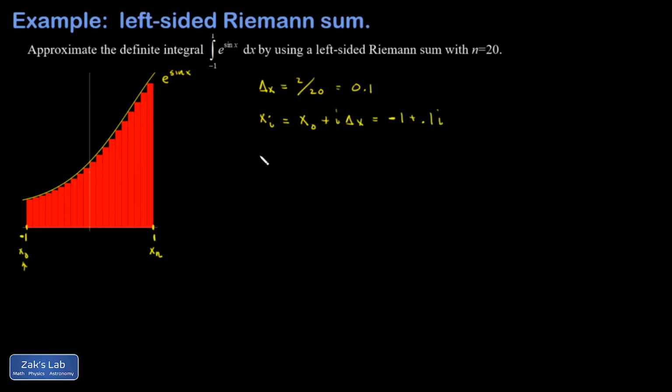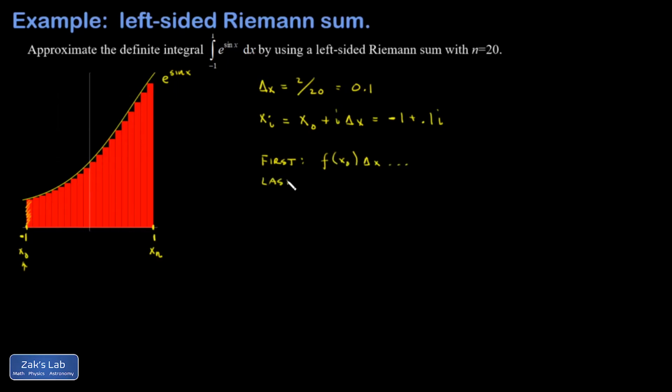Now I need to start setting up the sum. And I find it helpful to write the area of the first rectangle, so I'm talking about the one all the way on the left. It just helps me to set up the indices for the sum correctly. And so my first rectangle, well, we're measuring its height from the left end of the subinterval, so it's going to be f of x0 as the height times the width. So that's where my sum starts.